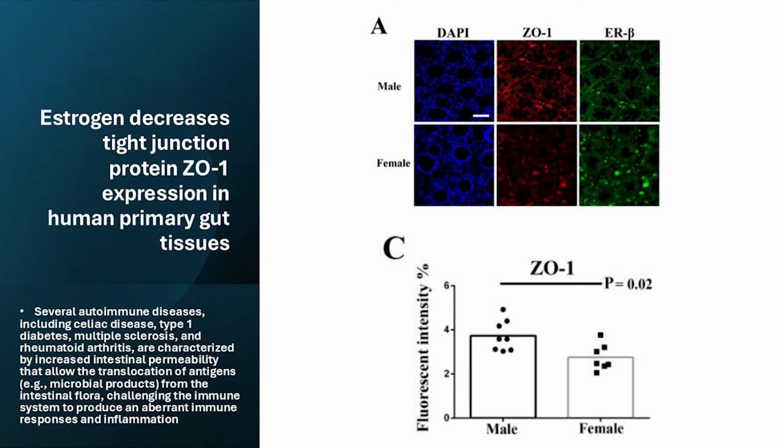So, these researchers took things a step further and looked at the cells that line the gut of both men and women. What did they find? They found that women had significantly lower zonular occludens, ZO, levels as compared to males. I've mentioned zonular occludens before. It's a key component which holds the enterocytes together to avoid intestinal permeability. They also showed that estrogen inhibited ZO protein expression in these human primary gut cells.